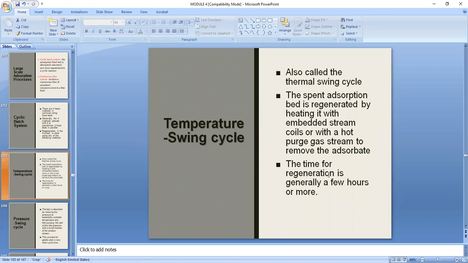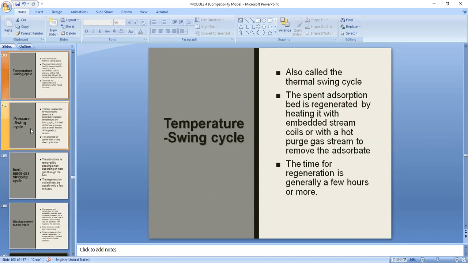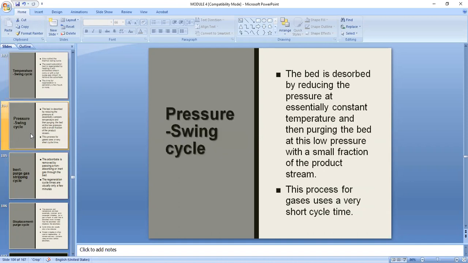Now, the time for regeneration here is generally a few hours or more for the temperature swing cycle. It increases the temperature, because you're using the hot purge gas stream or the embedded steam coils to remove the adsorbed solute on the surface of your adsorbents. What about the pressure swing cycle? Take note of the differences of these different regeneration processes for your cyclic batch system.